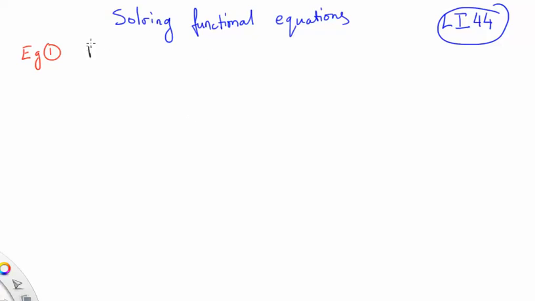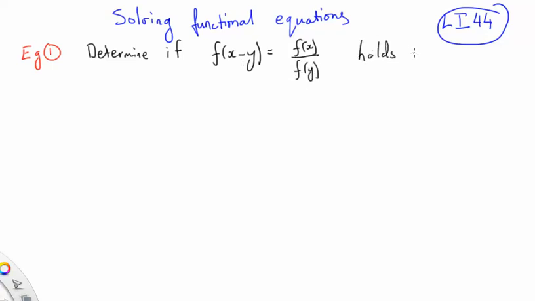So for example, it might say determine if, let's grab this one, f of x minus y equals f of x on f of y. Determine if this holds for, let's take, root x. So determine if this is true for f of x equals root x. What is this even asking?